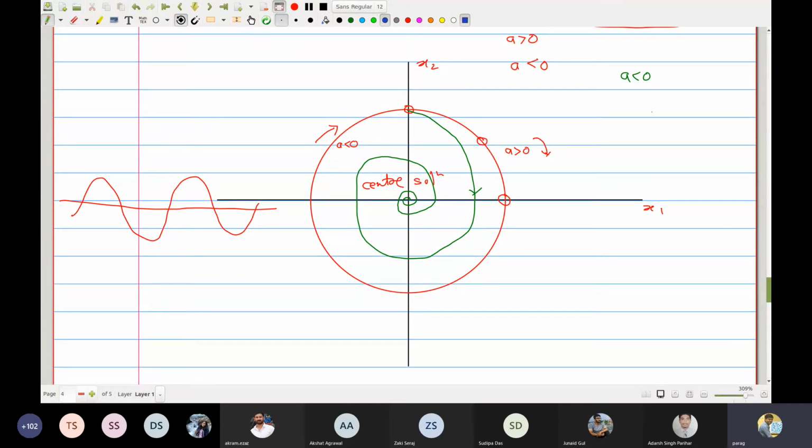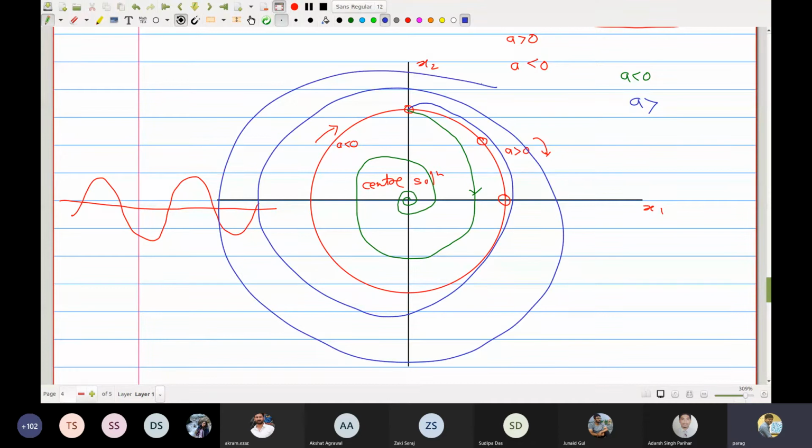When A is greater than 0, what's going to happen is you are going to move away, and away, and away from this. A is equal to 0, you have a perfect circle. So this is for A equal to 0. For A equal to 0, you have a center solution.